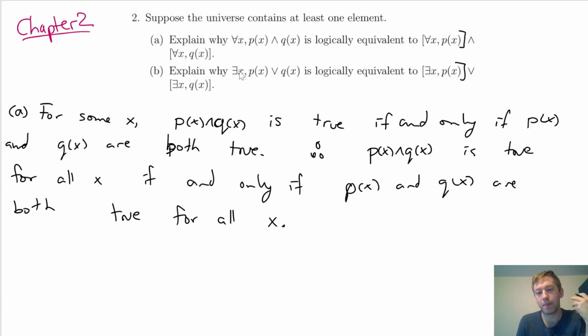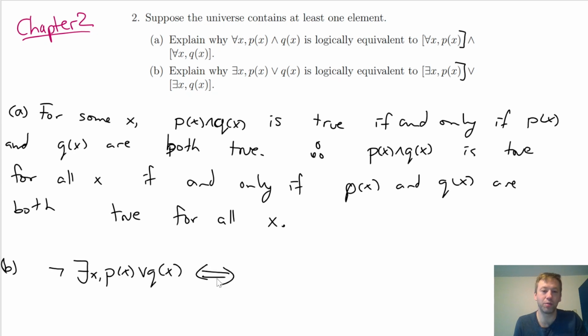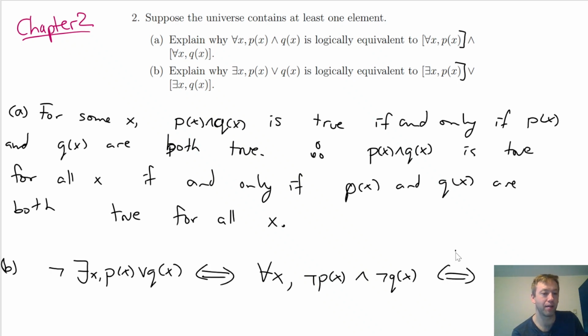But also, another way you can do this, a really cheap way, is if I take the negation of this thing, by De Morgan's and by the rules of negating things with quantifiers, this says for all x, not p of x and not q of x, which by part A is the same as for all x, not p of x, and for all x, not q of x. Because that's what part A will tell us.